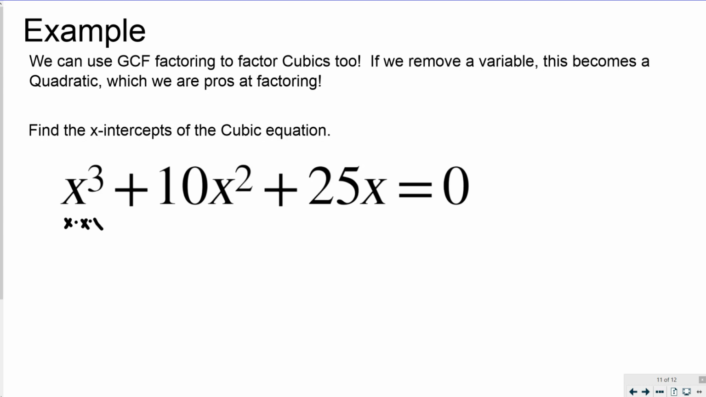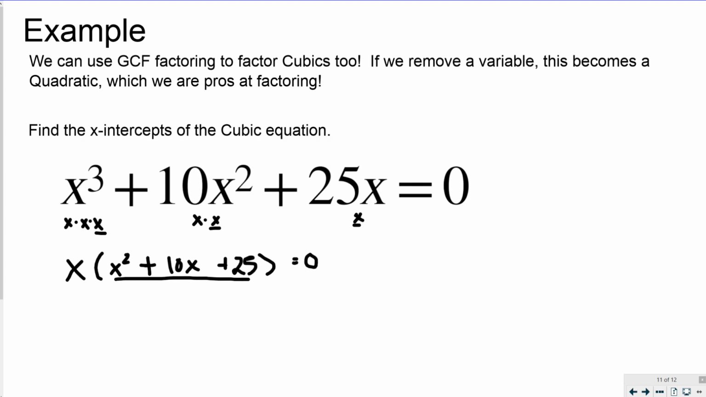So I am going to write out all of the x's that they have in common, which is 1. They have 1x per term. So I'm going to factor that x out. x times x to the second power plus 10x plus 25 equals 0. Okay, I can factor this using the tried and true method of Xbox.